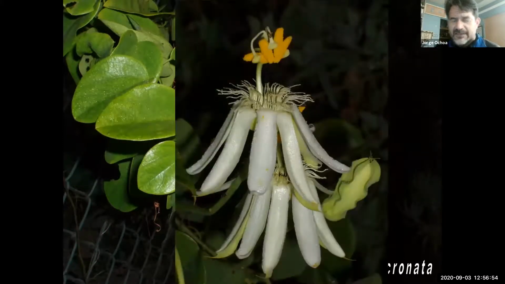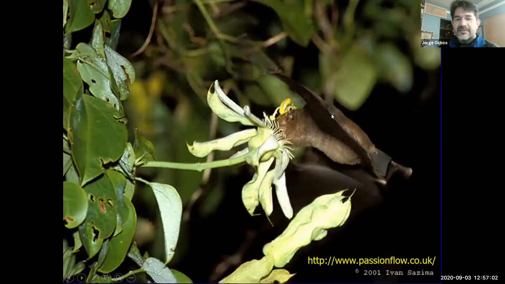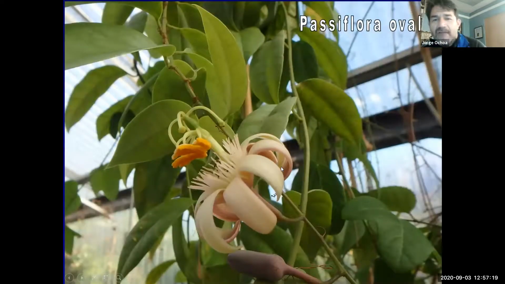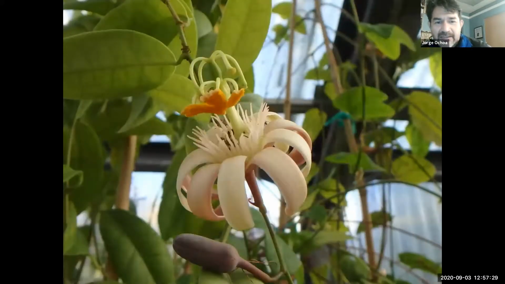So here's some photographs. Notice all the structure is on this side where the bat is going to be coming from. Here's some photographs of bats pollinating those passion flowers. You can see a very deep nectar reservoir, and you can see the snout of the bat fully inside and making great contact. And I've grown ovalis. That's the flower that is being shown here. So ovalis, once again, structures towards one side, right there.